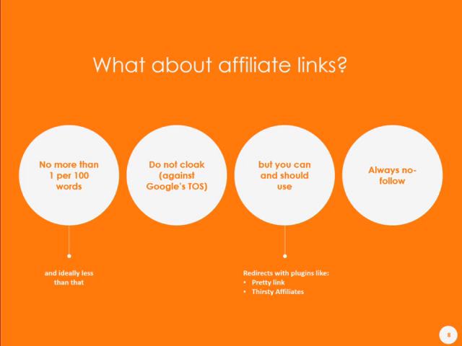Now let's talk briefly about affiliate links. You don't want to overdo it with these affiliate links. No more than 1 per 100 words, and ideally less than that, and a lot less than that in a lot of cases. You don't want to cloak your links. This is against Google's terms of service. Now there's a lot of different definitions of cloaking, but this is actually the black hat cloaking method, essentially where Google isn't able to detect where you're actually sending people. It's okay to no follow and use redirects, that's fine, but actual cloaking, you don't want to do that.